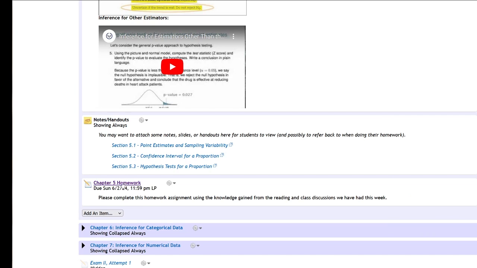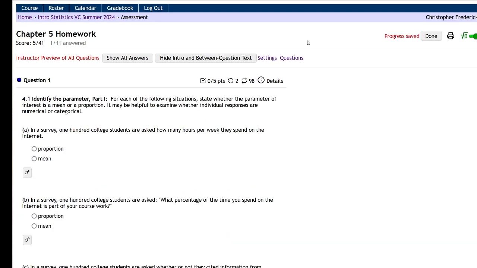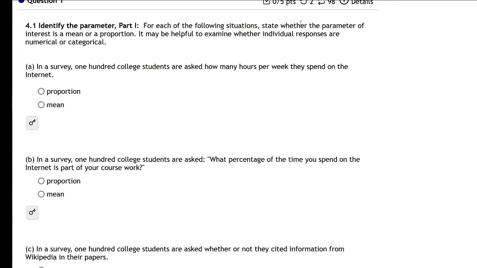Okay, let's look at some homework problems. So let's go into the homework here, do the teacher preview, and let's look at a couple of these problems. So we've got, for each of the situations, state whether the parameter of interest is a mean or a proportion. So you just want to think about it. In a survey, 100 college students are asked how many hours per week they spend on the internet. Okay, so think about the answers they would be giving. They're going to be given numbers in terms of how many hours per week they spend. So is that a percentage of students that are doing a thing, or is that going to be something we could take the mean of? Well, if 100 college students tell us how many hours per week they spend on the internet, we could take the mean of that, right? So the answer should be the mean.